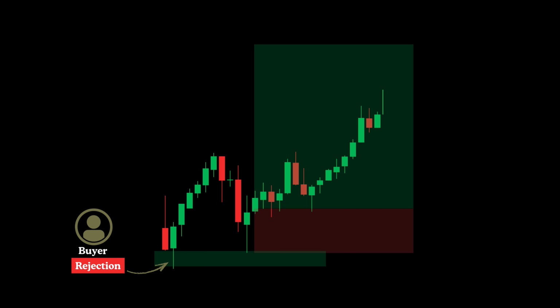And if the price rejects this level the next time, we can take a long position here. Therefore, once the price enters this zone and forms a rejection candle on the chart, we can enter a long trade. Shortly after, the market rises and hits our target.